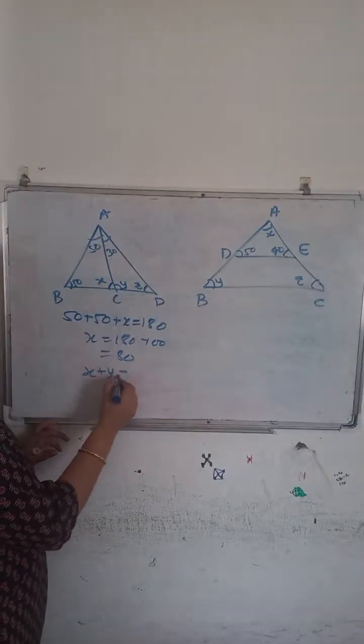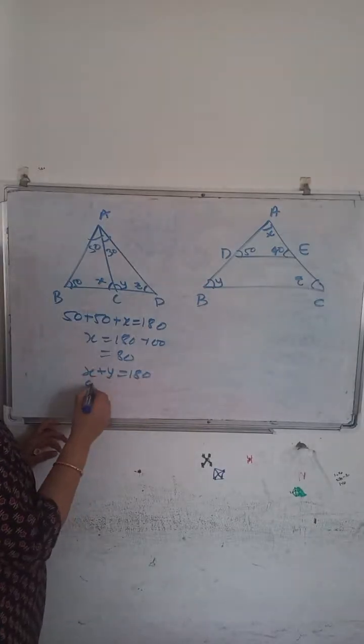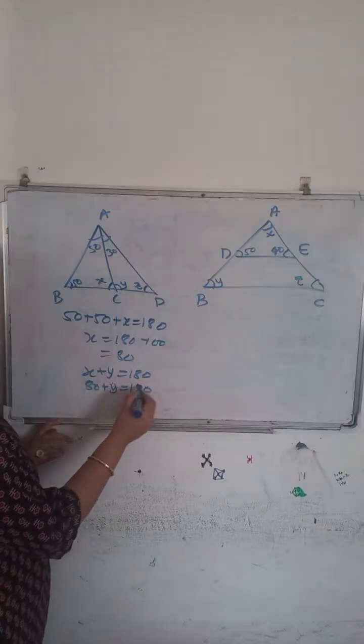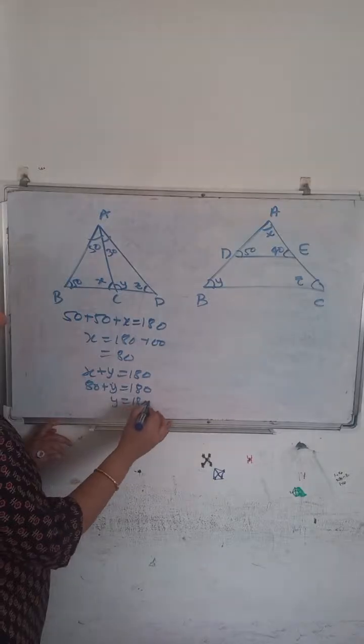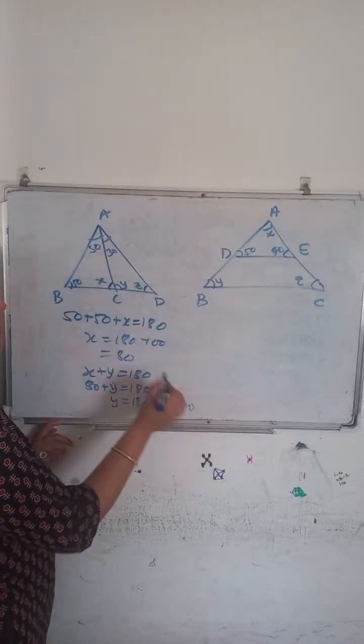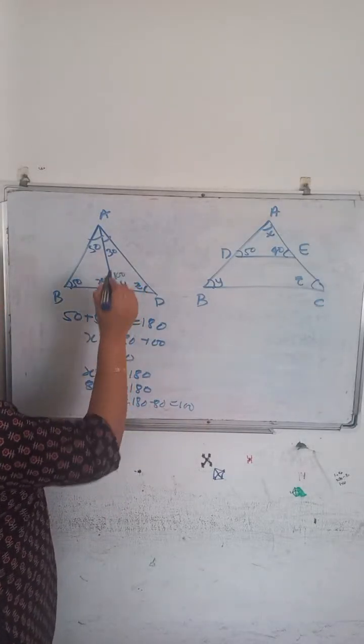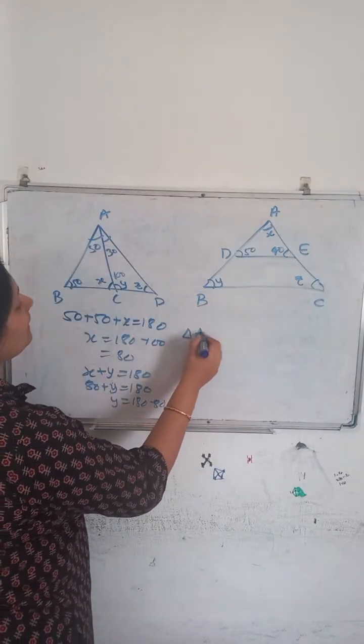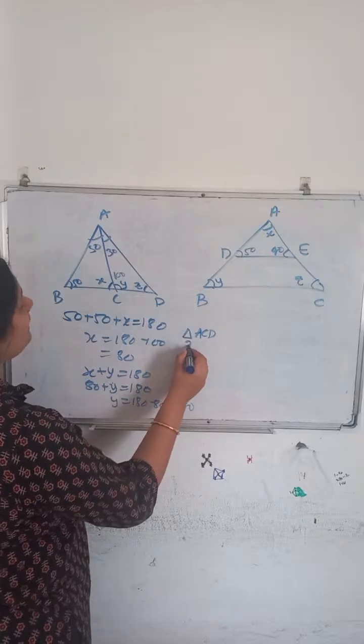So X plus Y is equal to 180. X is 80, then Y is equal to 180 minus 80, which is nothing but how much? 100. So I am getting Y as 100.